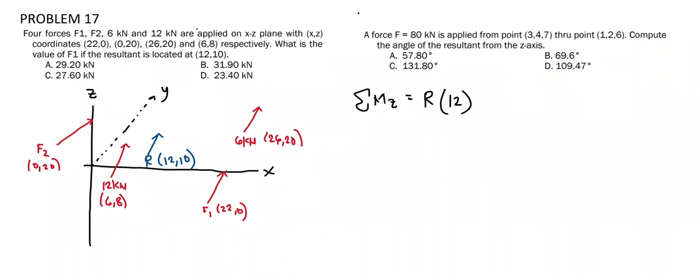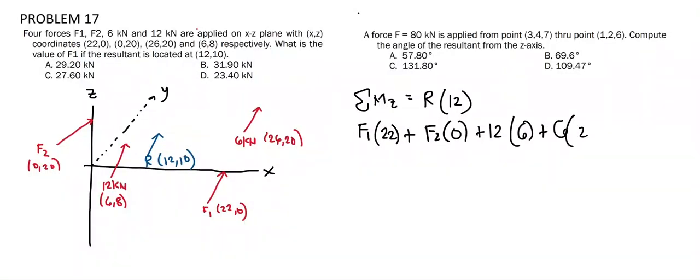So summation of moments about Z, we have force F1 multiplied by the moment arm distance of 22, plus F2 multiplied by the moment arm distance of 0, plus 12 kN times 6, plus 6 kN multiplied by 26, equal to the resultant moment about the Z axis. That is R times 12.